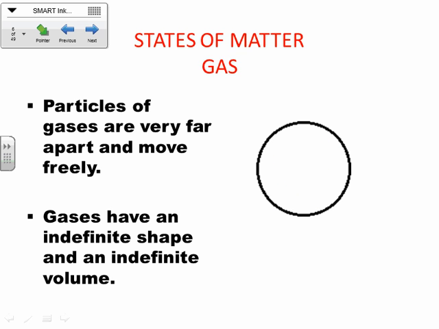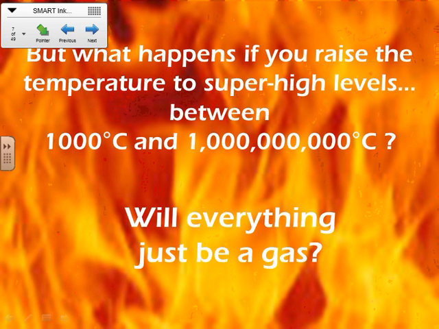All right, now plasma. This is the one you're probably less familiar with. So if you add more heat even to a gas, eventually you'll get to a plasma. I think Ernst likes plasma. What happens if you raise the temperature to super high levels, between 1,000 and 1,000,000,000 degrees Celsius? Will everything just be a gas?